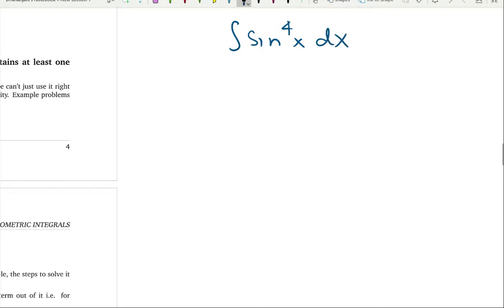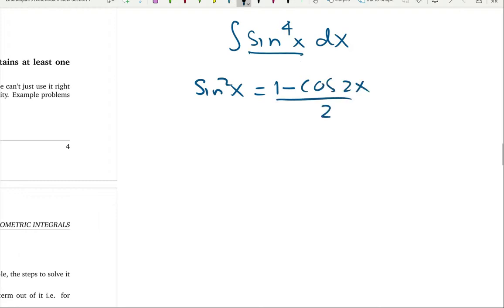This is a very complicated integral to start with. You cannot use basic integration, and you can see there's only even power in the trigonometric function. So we know sine square, that is where we have to start, because that's the identity. We know we have to use double angle identity, so double angle identity is this.